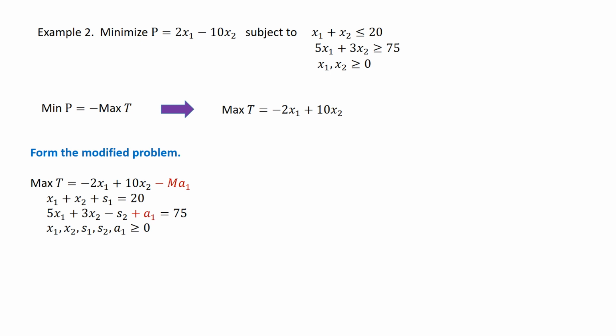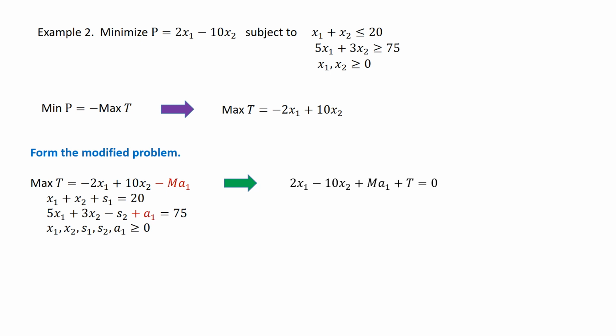And all of my x's, all of my s's, and all of my artificial variables are non-negative. To get ready to go into the matrix, I have to rearrange the objective function. So I want it to be equal to 0, and I want t to stay positive. So I'm going to move everything to the left. So I have 2x1 minus 10x2 plus ma1 plus t equals 0.